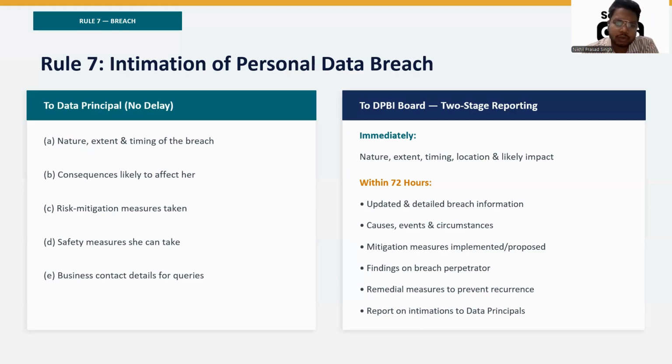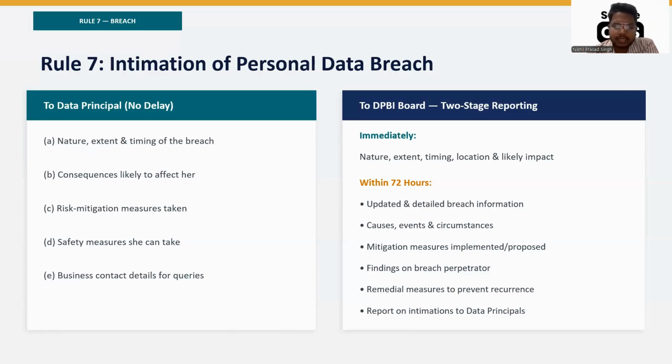This notification will go to both the data principal and the Data Protection Board. So the Data Protection Board will be informed, and the data principal will also be informed that their data has been breached. Suppose I am a consumer of a particular company and my data has been breached, I will receive a notification immediately. And then comes a 72-hour reporting period.